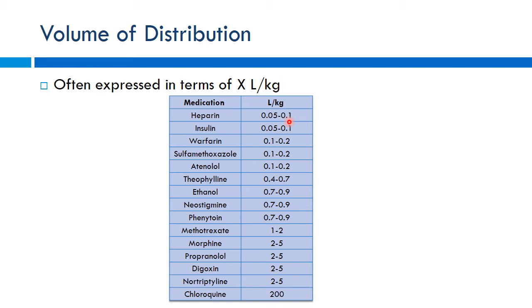So that's a good thing. So we like it to be there in central circulation. Versus something like, say, digoxin, which has a volume of distribution of 2 to 5 liters per kilogram. That means it does not like to stay in the bloodstream. It likes to get into the tissue.